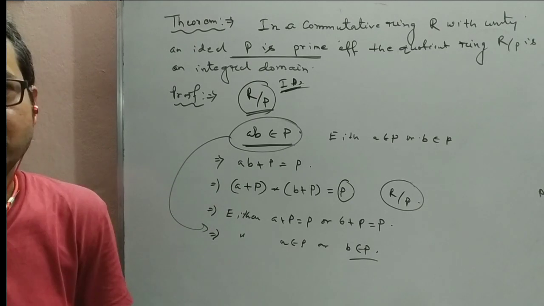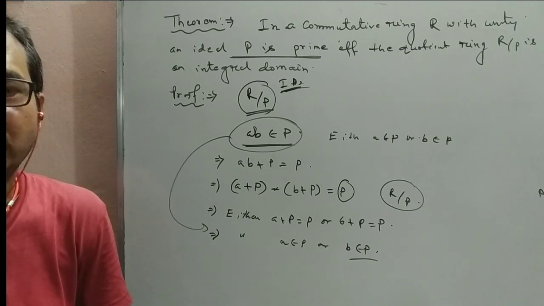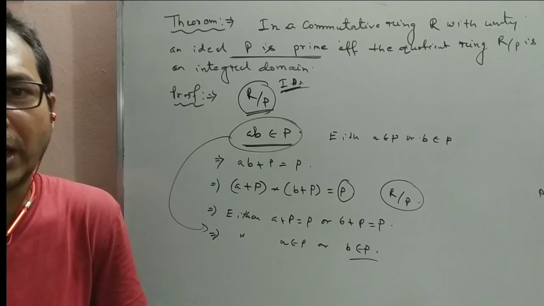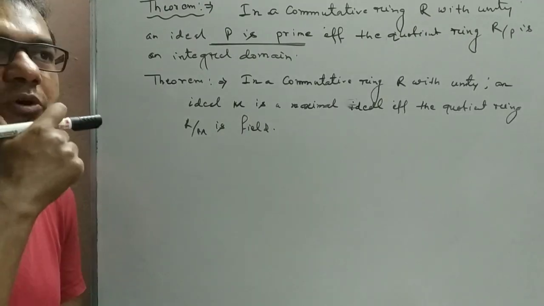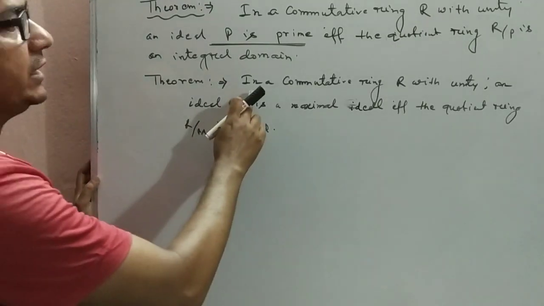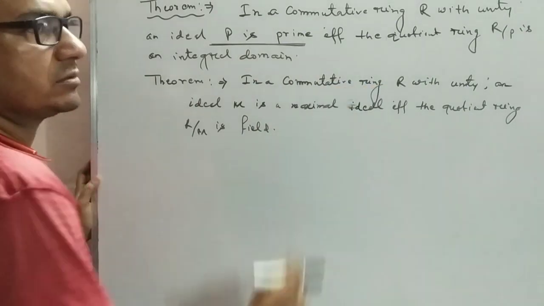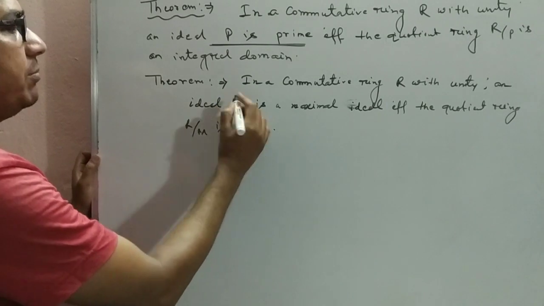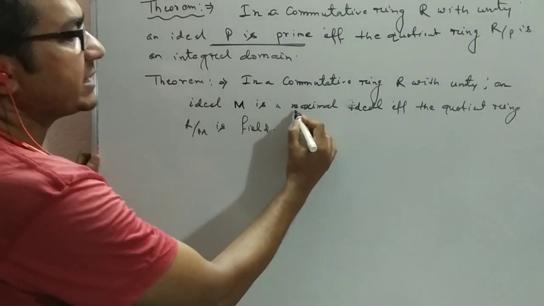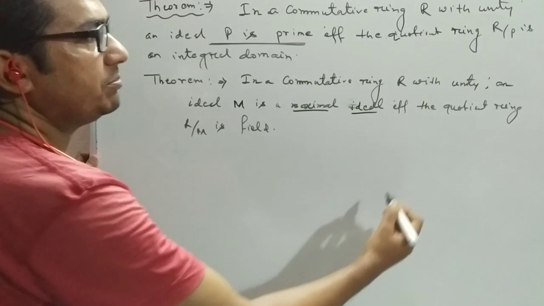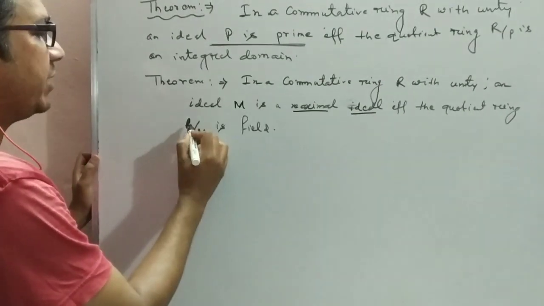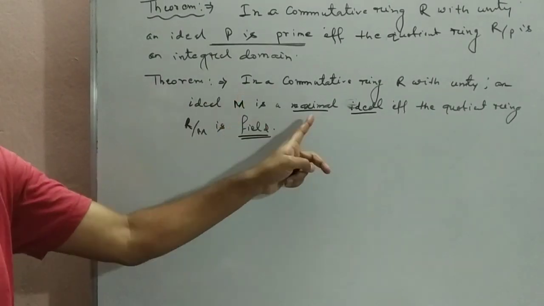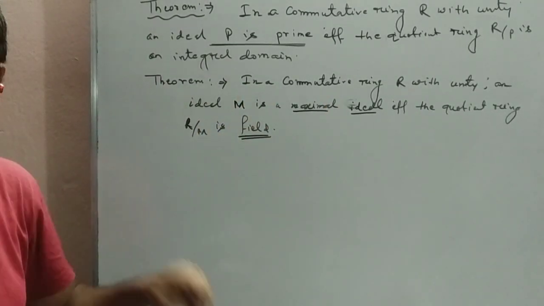And we consider the last important theorem about quotient rings. The theorem is: in a commutative ring R with unity, an ideal M is a maximal ideal if and only if the quotient ring R/M is a field.